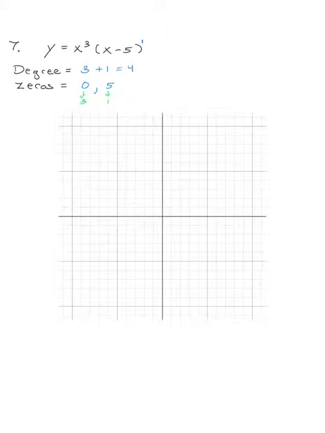Putting all this on my graph, I'll start with the zeros. There's a 0 at 0 and also at 5. It's going to go up on both sides. So the graph comes down, levels off a little bit, drops down, and then crosses up like this.